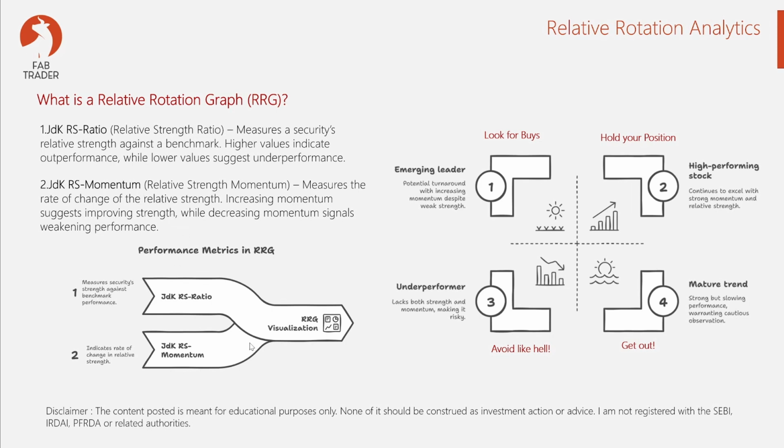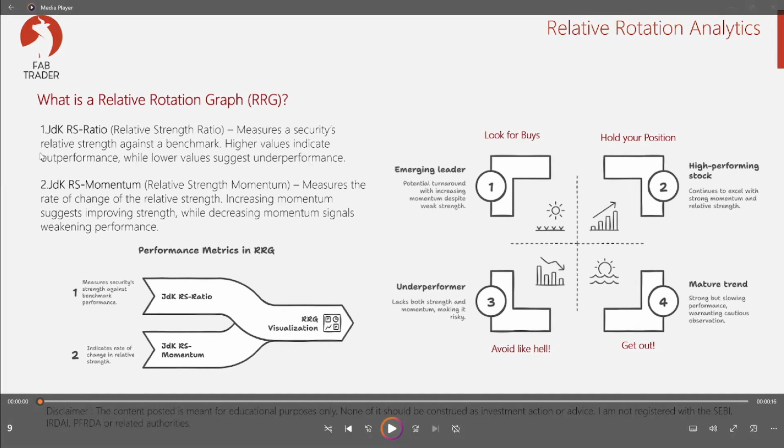When you combine these 2 indicators, the relative strength basically measures the security's strength against the benchmark performance, whereas the momentum indicates the rate of change in its relative strength. So when you combine these 2 indicators together, that's what actually makes the RRG. Now let's discuss these 2 indicators in a bit more depth. The first one, which is the relative strength.